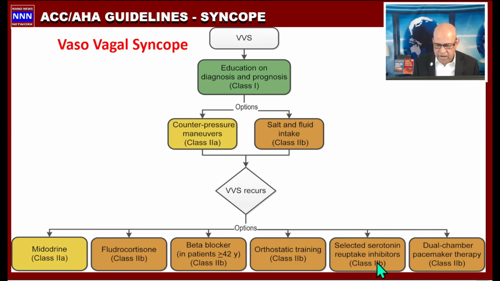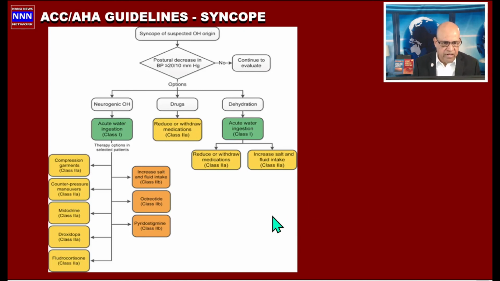Serotonin reuptake inhibitors, I never use this. As cardiologists, we don't use it. And of course, dual chamber pacemaker or CRT may help to maintain optimal cardiac output in these patients. And here is a suspected syncope of orthostatic hypotension. When the systolic blood pressure drops more than 20 and the diastolic pressure drops more than 10, then that is an indication to look for neurogenic orthostatic hypotension.